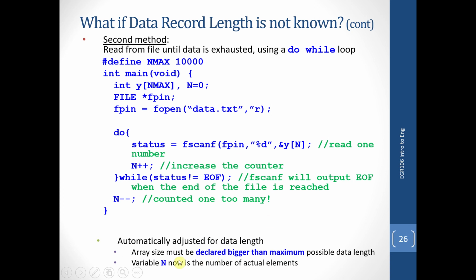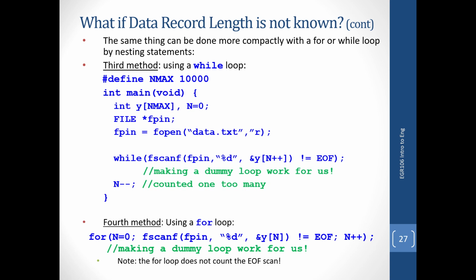Okay, I've still declared my array size way, way bigger than the maximum data length. And now I actually know how big it is, but this is still kind of awkward. So let's look at a different method. And these are probably the better options. So we can use a while loop. We still have to do this weird n-1 at the very end because we count too many.